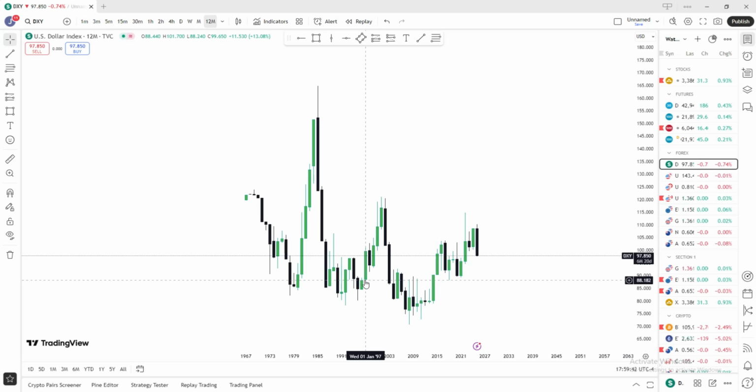Today, we're going to be looking at the DXY, how I break DXY down, what I'm looking out for, just in general, how I do it.